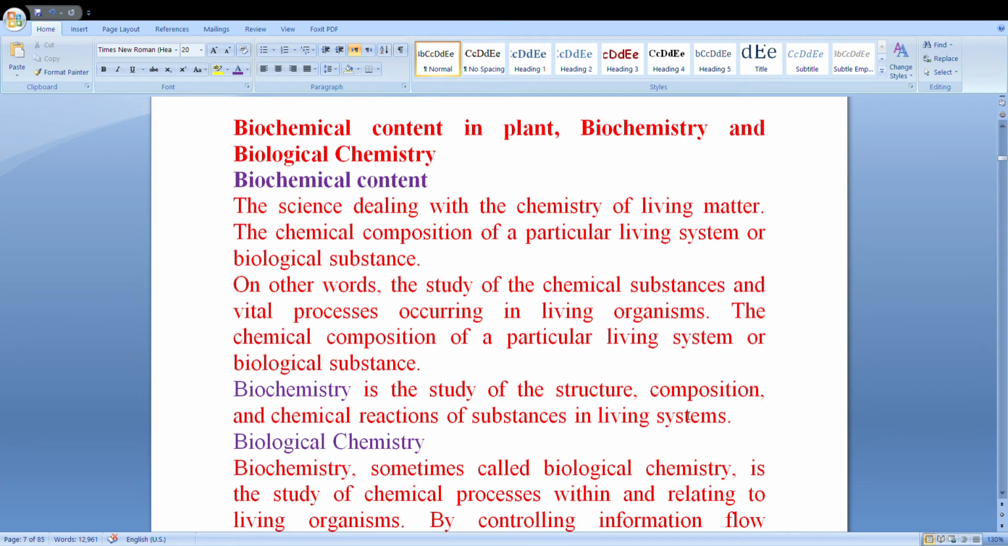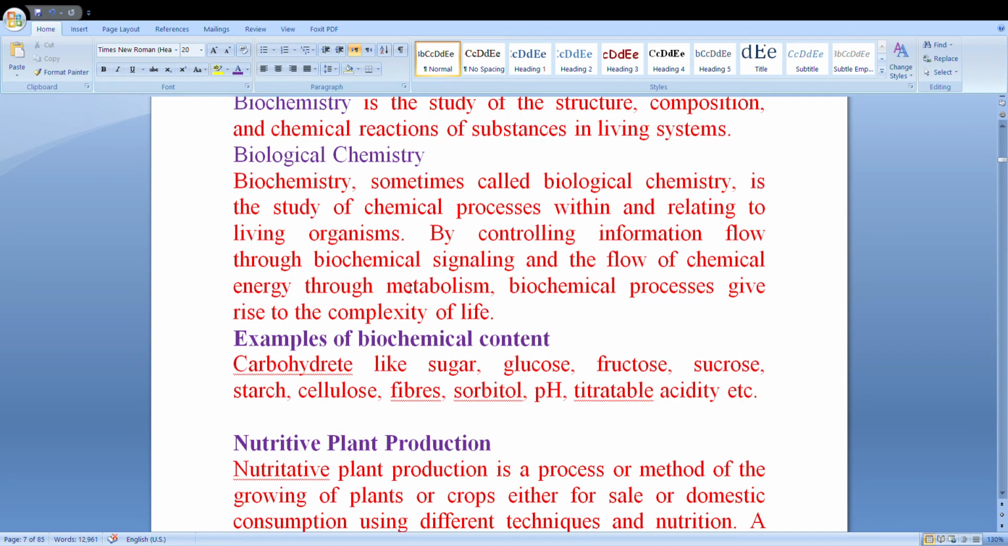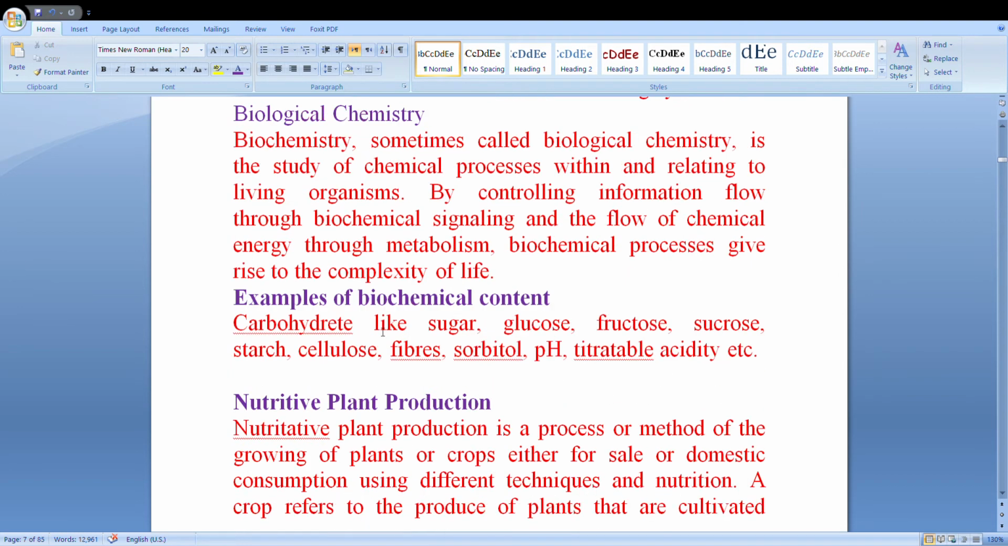Biochemistry is the study of the structure, composition, and chemical reactions of substances in living systems. Biochemistry, sometimes called biological chemistry, is the study of chemical composition and processes within and relating to living organisms, the controlling information flow through biochemical signaling and the flow of chemical energy through metabolism. Biochemical processes give rise to the complexity of life. So these are correlated: biochemical content, biochemistry, and biological chemistry.